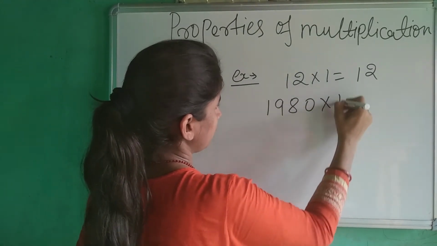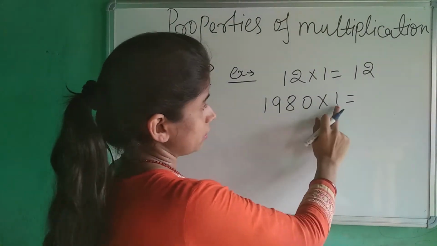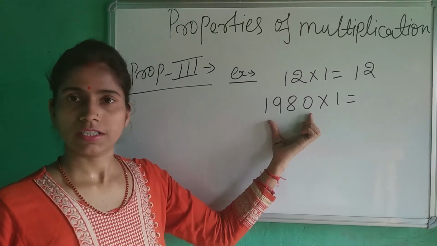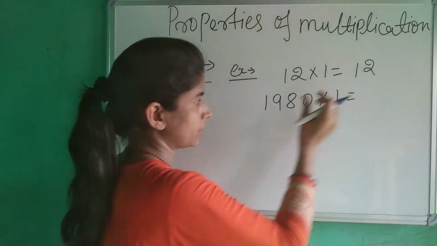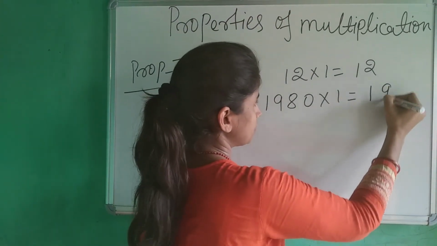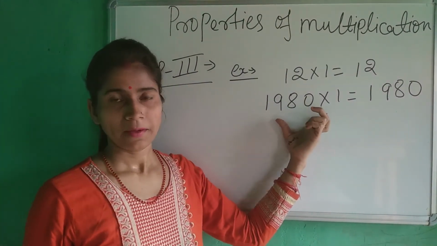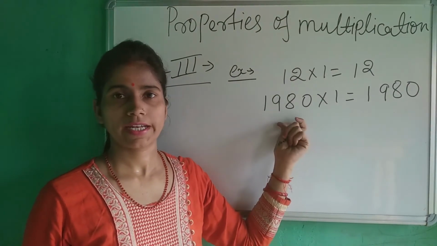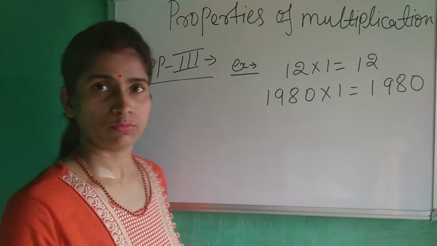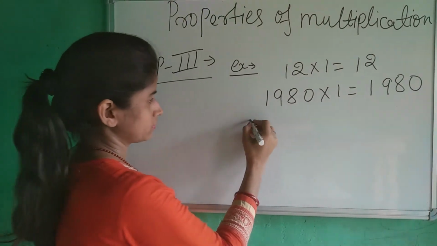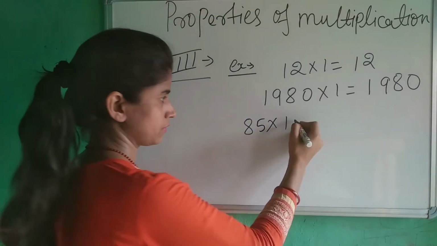1980. This is your question, and you have to multiply this number by 1. What will you get? The number itself, again 1980, because the property is, when you multiply a number with 1, you will get the number itself. If you want one more example, I am giving you. 85 multiplied by 1. What will you get? Again 85.